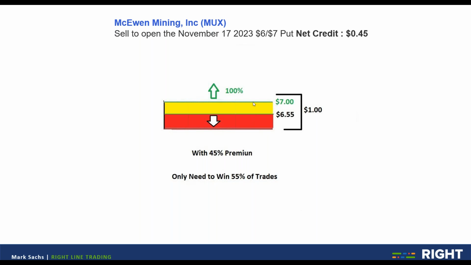And remember, it doesn't have to trade back to 7. All it has to do is trade back to $6.55. So you really have a lot going for you if you have the money to take assignment. I personally always take assignment, because I have a lot of faith in the underlying stock that I purchase.